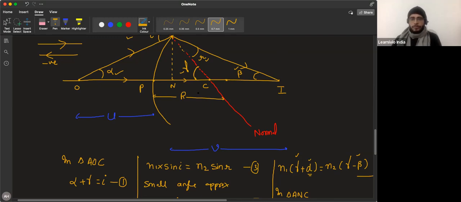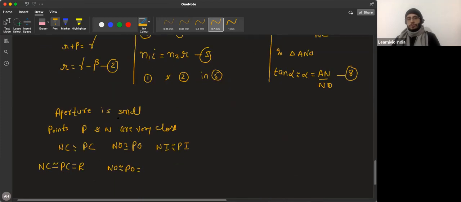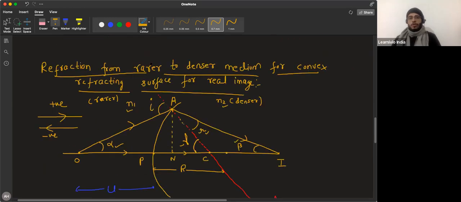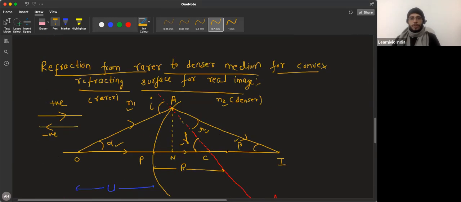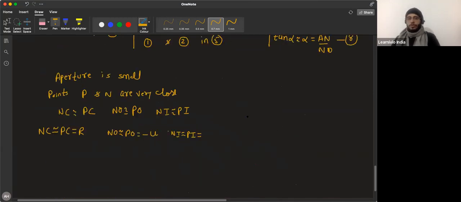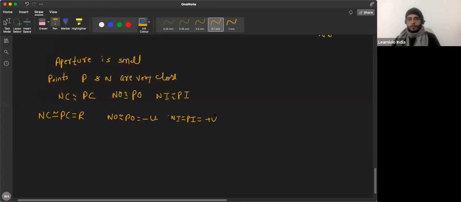Amit, it would be negative and four. Minus u. Yes, sir. It's minus u, minus object distance. Similarly, this NI is equal to PI. And see how much is PI. You're going from P to I. This is image distance. You're going to the right hand side. This image distance will be positive. Plus.